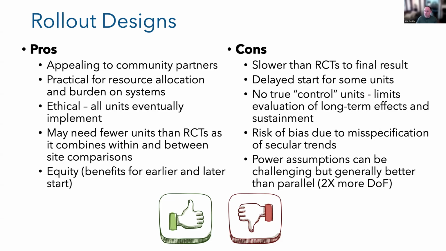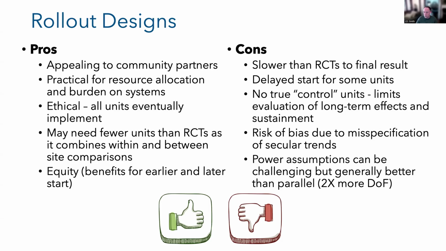Power assumptions can be challenging. You have both an intra-cluster and an inter-cluster correlation coefficient. And often if you're trying to estimate that not using real data, you may estimate something that ends up hurting your power. You do have 2 times more degrees of freedom, as I mentioned before. So you actually have more power for a smaller number of units. But again, if you misstate or misestimate some of those correlation coefficients, it can have a pretty significant effect on your overall power.